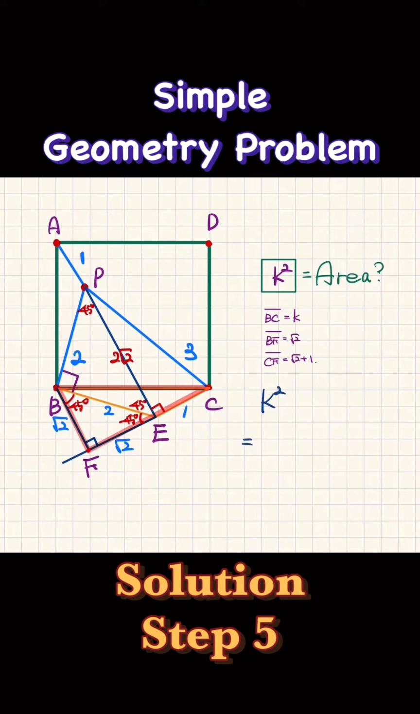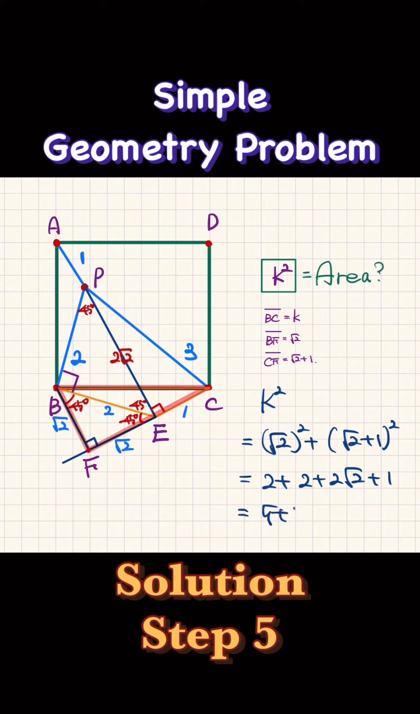This leads us to the conclusion that the area of the square, K squared, is equal to square root of 2 squared plus square root of 2 plus 1 squared. Upon calculation, we get 5 plus 2 square root of 2, which is our final answer.